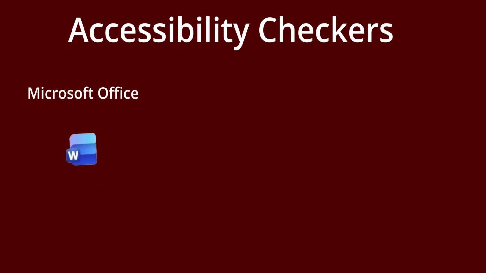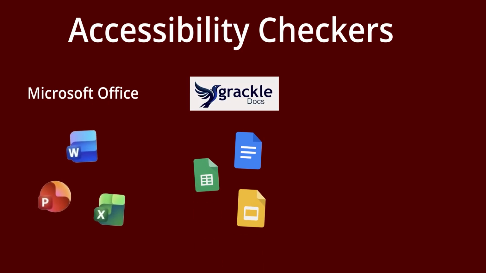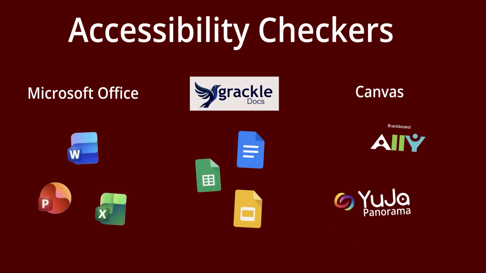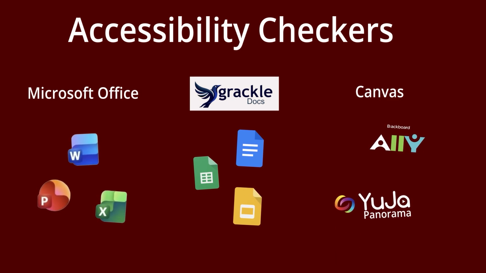We recommend Microsoft Word, PowerPoint, and Excel. There's an extension called Grackle that can be used for Google Docs, Sheets, and Slides. And of course, in Canvas, there's Ally and Panorama. It's good practice to use more than one checker because no single checker will address everything.